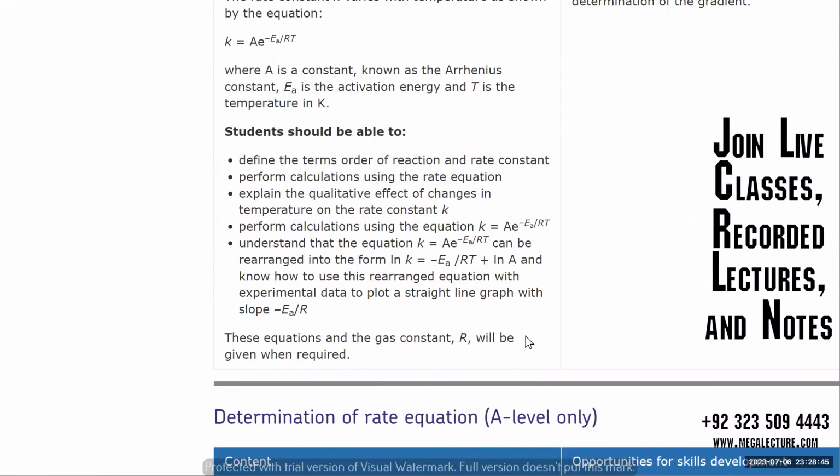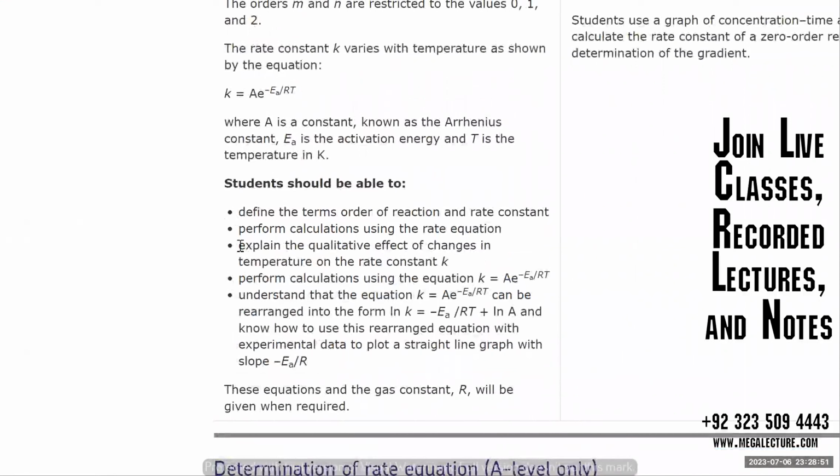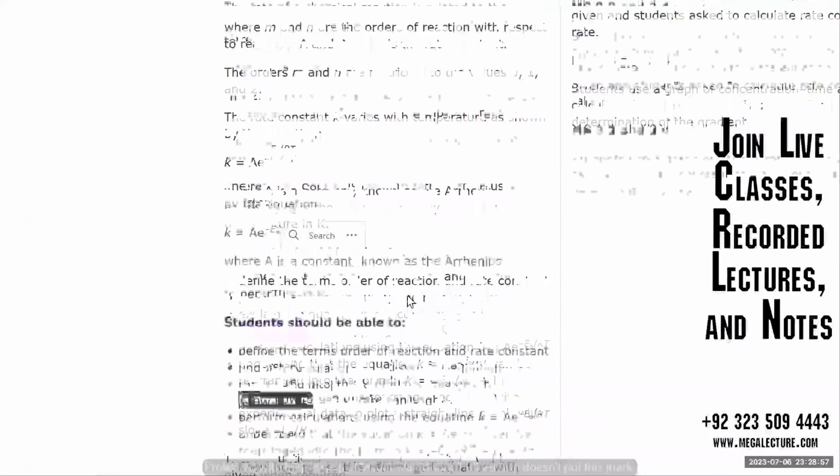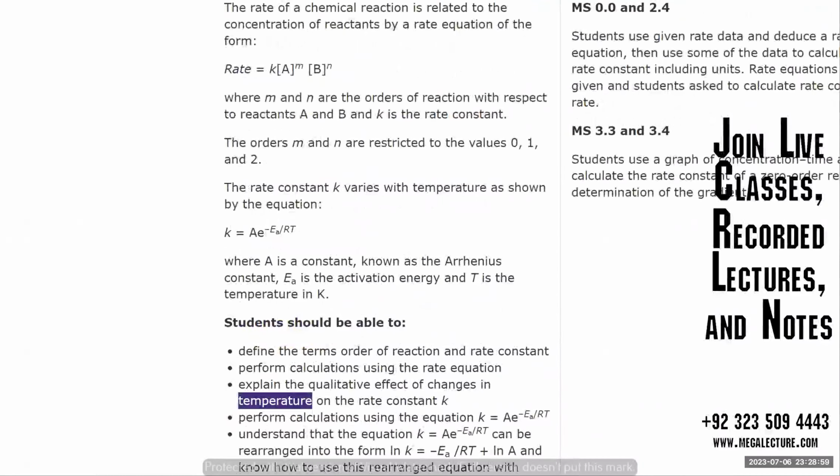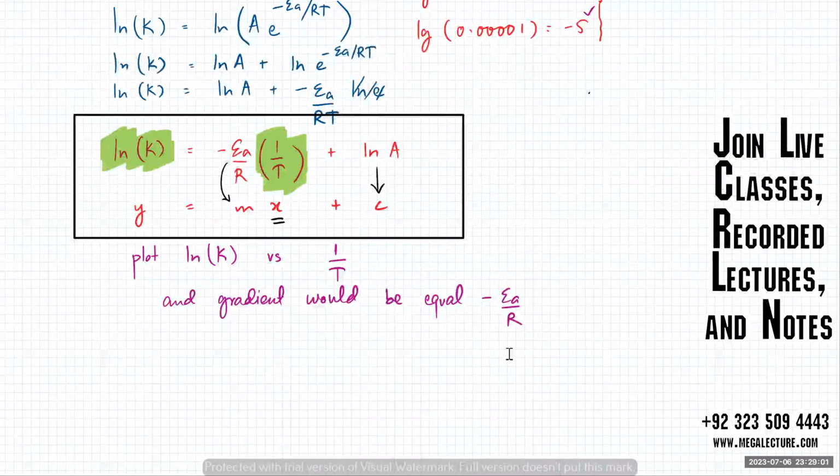The other thing is, we did talk about this, that if temperature increases, the rate constant K increases. I'll talk about one more thing about this.